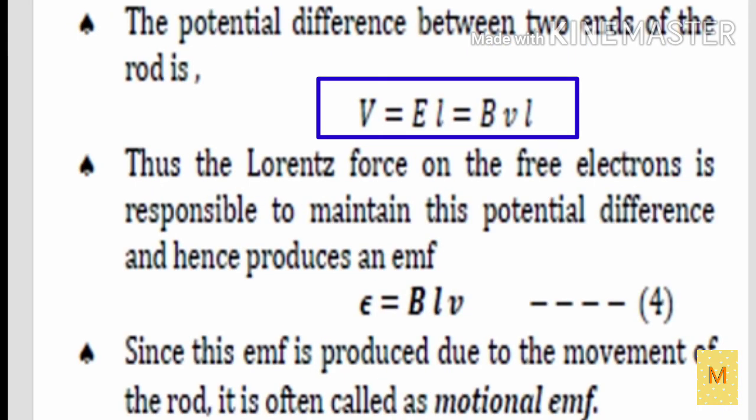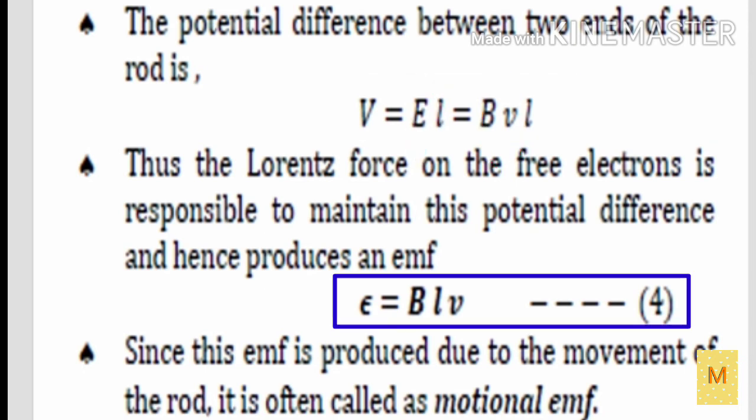The potential difference between the two ends of the rod can be written as V is equal to capital E into l, which is equal to B into V into l, because E is replaced as B into V. Thus, the Lorentz force on the free electrons is responsible to maintain the potential difference and hence produces an EMF. The equation for the EMF can be written as epsilon is equal to B l V. This is equation number 4.